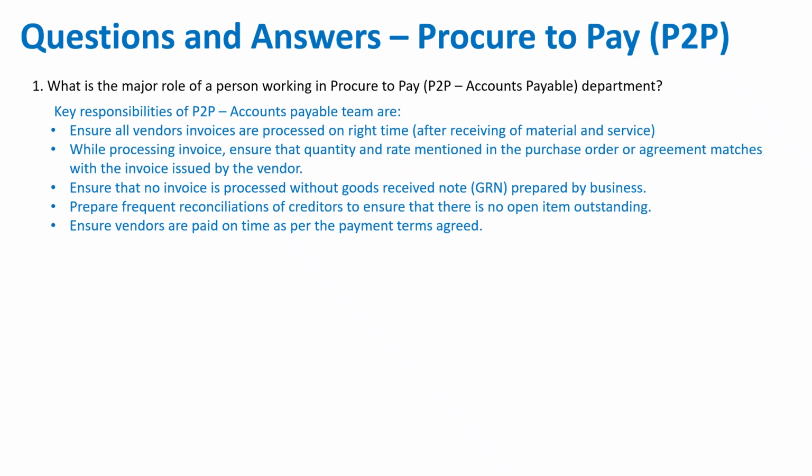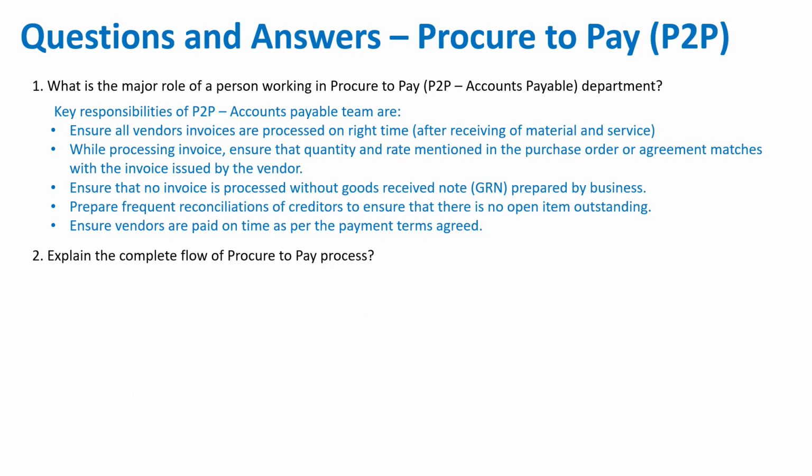Third, ensure that no invoice is processed without goods receipt note, that is GRN, prepared by business. That means in case of material purchase, you need to do the GRN, that is good receipt note. It is an acknowledgement by the logistic department that they have received the material. Then only the finance team should process the invoice and release the payment. Next, prepare frequent reconciliation of creditors to ensure that there is no open item outstanding. And the last is ensure vendors are paid on time as per the payment terms agreed.